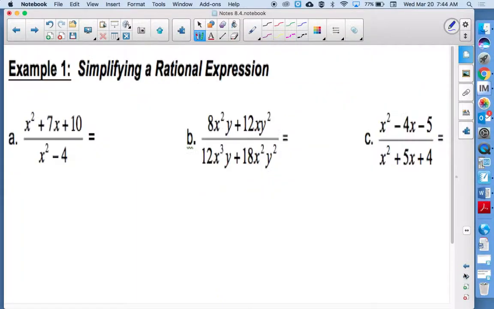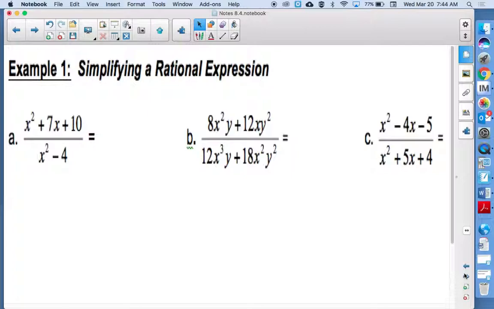Looking at the first problem here, we have x squared plus 7x plus 10 divided by x squared minus 4. This is just simplifying, so we don't have two fractions that we're multiplying together. This is just one fraction. Even though the fraction has a couple of pieces on the top and a couple of parts on the bottom, it's still considered one fraction. So in order to simplify, you have to factor, because this is not multiplication. And the property we just talked about said it must be multiplication in order for us to cancel.